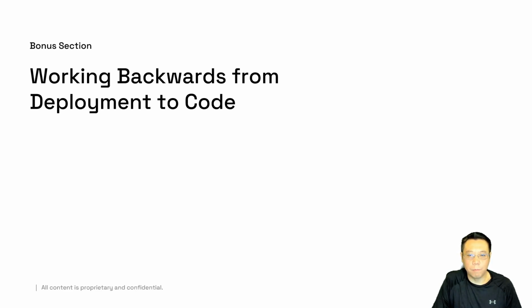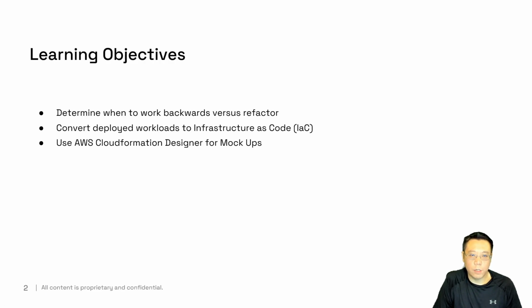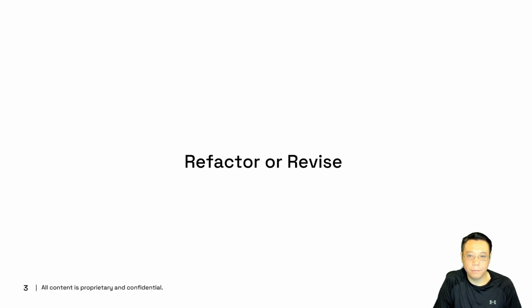We're going to work backwards from deployments to code. So, for individuals that don't utilize the best practices of infrastructure as code, we'll learn how to actually do the reversing of that. Let's get started. Our learning objectives today include determining when to work backwards versus refactor. We also want to convert deployment workloads from deployments inside manual constructs and manual deployment mechanisms into infrastructure as code, even though you've never seen it before. We also want to utilize AWS CloudFormation Designer for mockups.